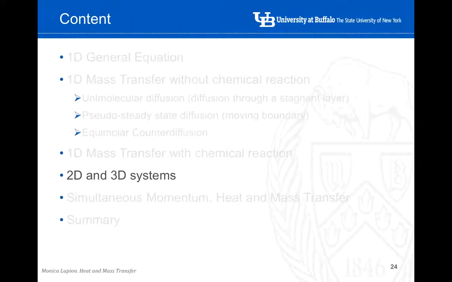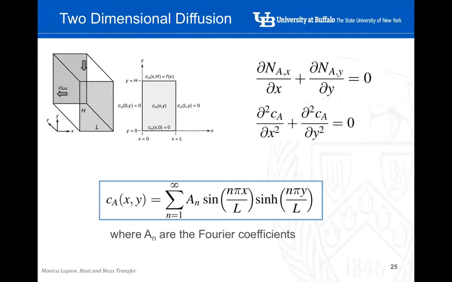This is the case of one dimension, but what happens if we have a more complex geometry and we have 2 and 3 dimension systems? As you can imagine, the problem gets more and more complicated as we increase the number of dimensions. 2 and 3 dimension systems are in general much more complex to solve than 1 dimension systems. The methodology here will be exactly the same.